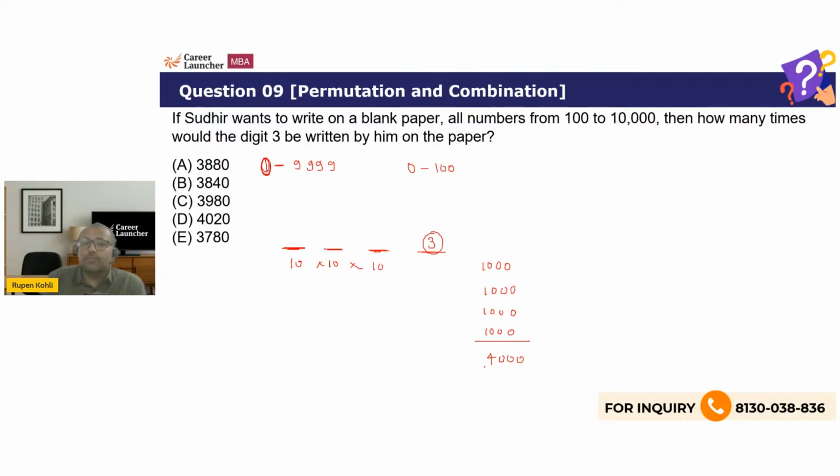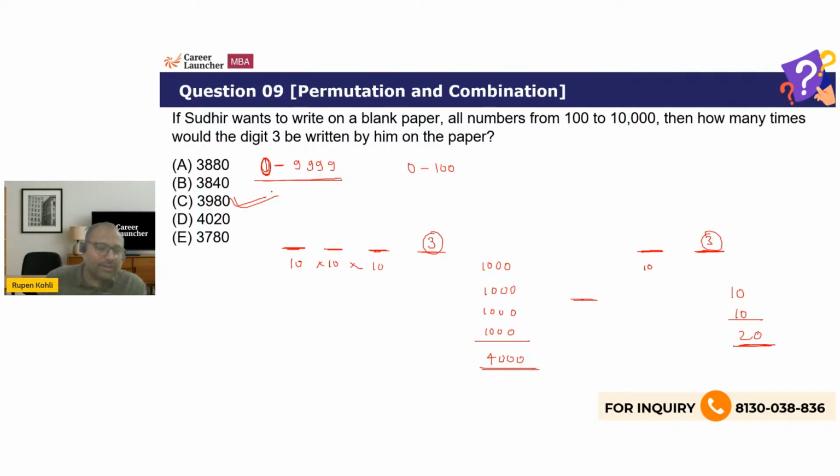In total, 4000 times 3 will have appeared in the entire range of numbers from 0 to 9999. From this we need to subtract how many times 3 will appear in the range up to 2-digit numbers. The same logic: if 3 is here, then here 0 to 9 gives 10 ways, 10 numbers, and similarly if 3 is here, then 10 ways. So 10 plus 10, 20 times 3 would have appeared in the range of 0 to 99. 4000 minus 20, that is our answer, 3980.